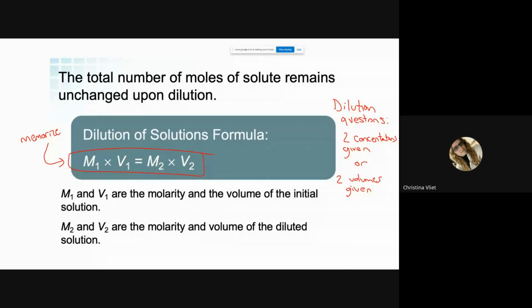The other thing I want to make note of before we move on is this side right here is your initial molarity and volume, and this side right here is your final molarity and volume. So M1 is the initial concentration, V1 is the initial volume before you add water, M2 is your final concentration after adding water, and V2 is your final volume after adding water. So that's what that stands for. We're going to use that for some questions.